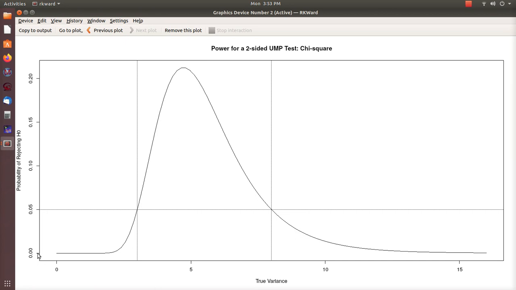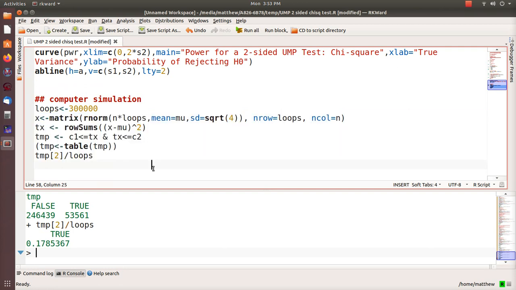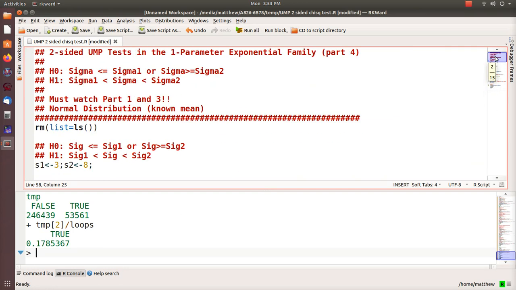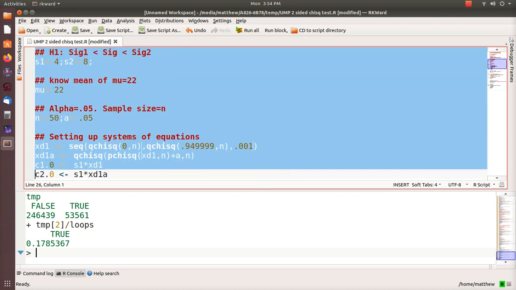Now, one thing I did not illustrate in the previous example is that I tried to write it so you could change these up. Let's change this to 4, and let's double our sample size to 50 and rerun. In this program, you can change the alpha value if you want. You can change the mean value if you want. So let's run it and see what we get.